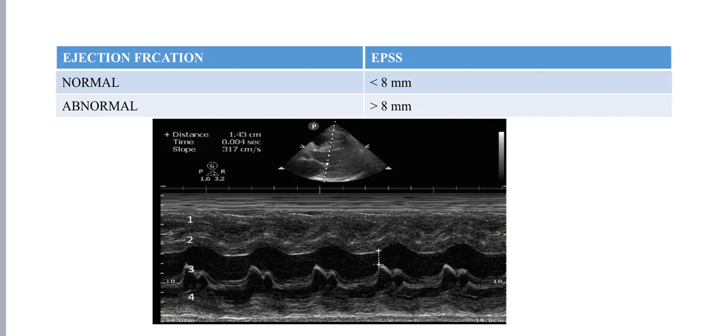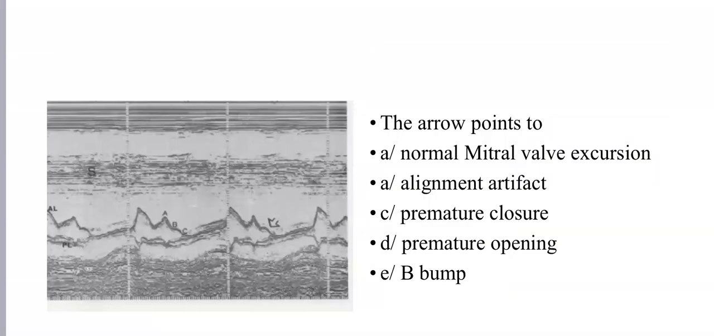Okay, good. Now you see that arrow. What does it point to? Normal mitral valve excursion, alignment artifact, premature closure, premature opening, or B bump?